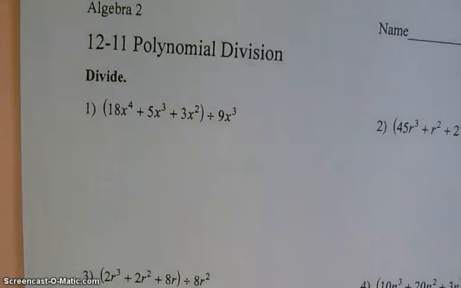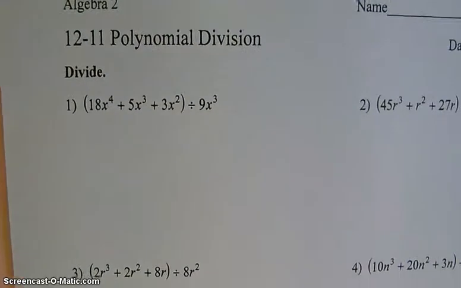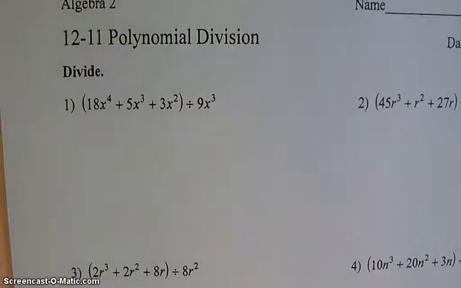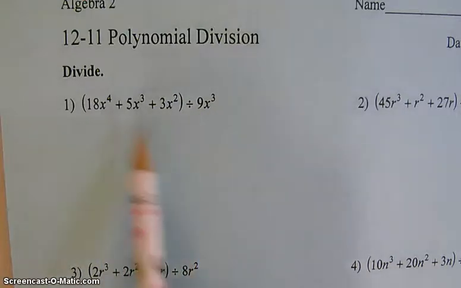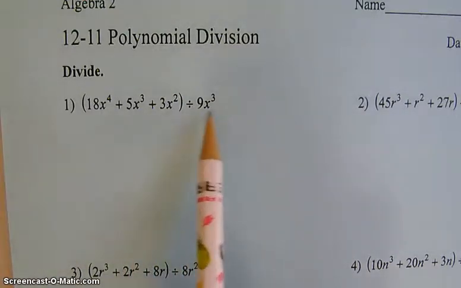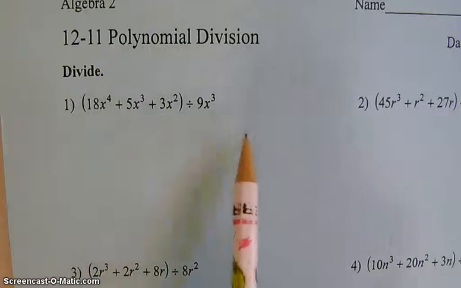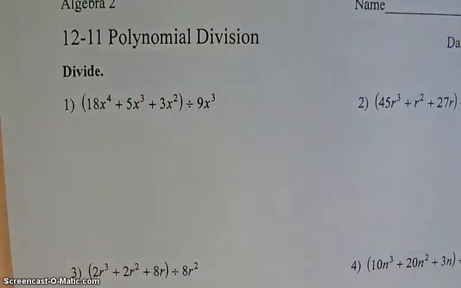Hello class. Today I'm going to do a couple of examples with you to get you started on your worksheets for today. Alright, so the first one, 1 through 4, is just polynomial division by monomial. So remember, when we do polynomial division by monomial, you just set this up like a regular division and divide everything in the parentheses by this term here, the divisor.